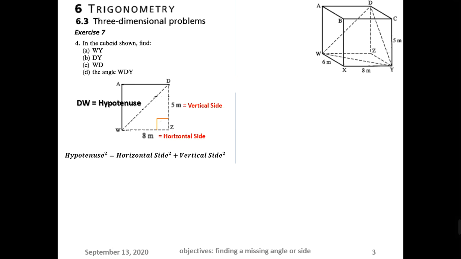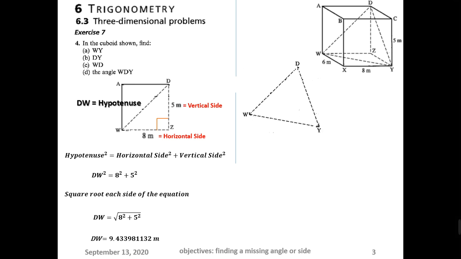Let's once again apply the Pythagorean theorem. And let's substitute in this Pythagorean theorem. So the hypotenuse is DW squared is equal to the horizontal side, 8 squared, plus the vertical side, 5 squared. And we're finding DW, so square root each side. So DW is the square root of 8 squared plus 5 squared. Insert this in the calculator and find DW as 9.43 meter, correct to 3 significant figures.